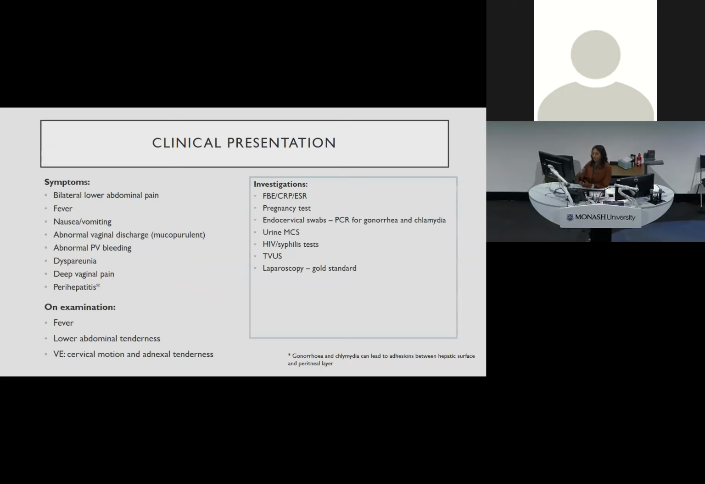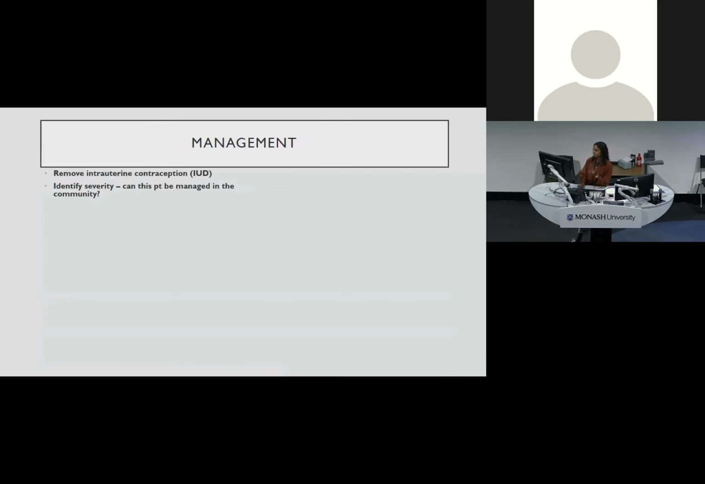Depending on the risk factors, you might also want to do hepatitis, HIV, and syphilis serology, just with the associated infections. You may also want to do an ultrasound or a laparoscopy, just depending on how they're presenting. If you think that there's an abscess, that's when you'd be more likely to go towards doing a laparoscopy.